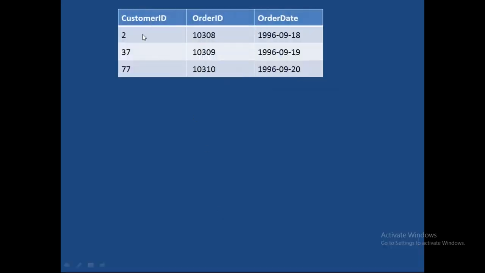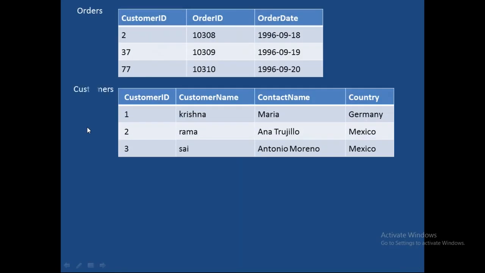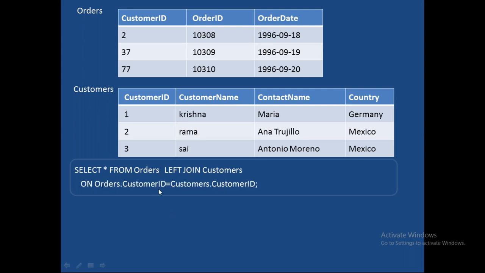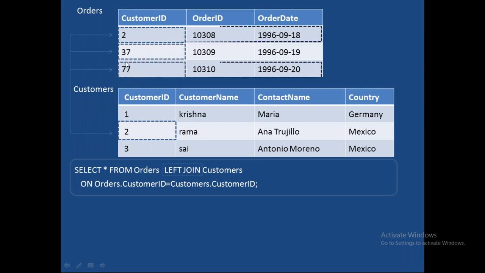We have seen this anyhow. This is the orders table. This is our customer table. Now I am going to write a join: select star from orders left join customers. The left table in this join is orders. On what basis are you matching the records? Customer ID. Here we have a 2, and here also a 2. These two are the matching records. Then 37 and 77 are the unmatched records.